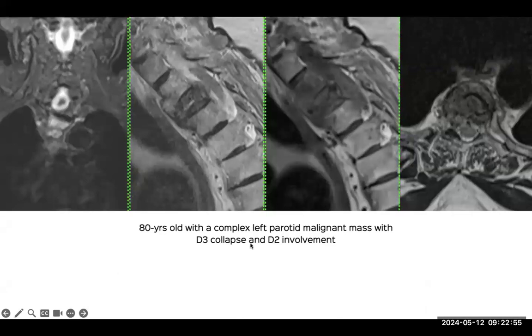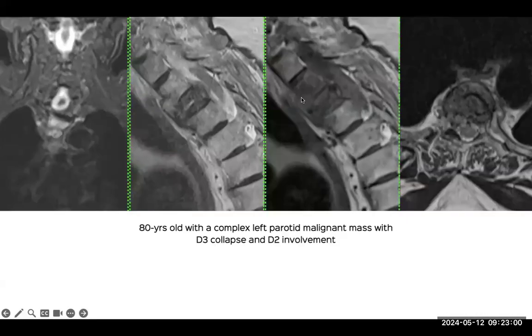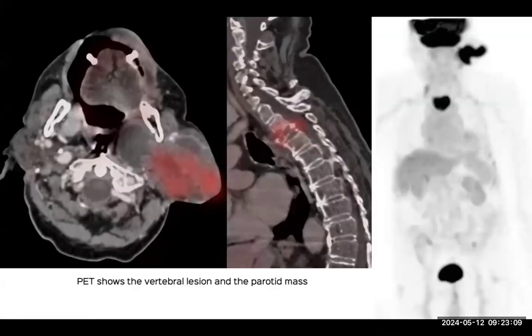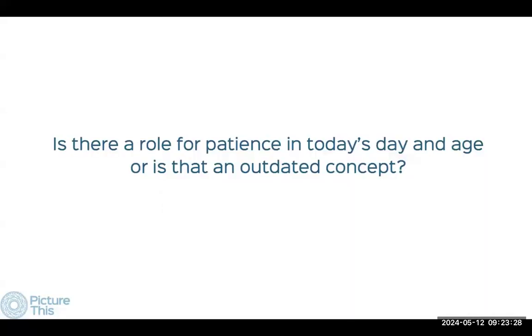This is an 80-year-old who has a complex left parotid malignant mass here, and comes with a D2-3 lesion that was actually picked up on the PET CT. The question was, is this metastatic or not? I biopsied this using a costovertebral approach, and this is TB, PCR and culture positive. So in a patient with a malignancy and suspected metastatic disease, this is infection that was actually incidentally picked up because the patient really was not symptomatic for that.